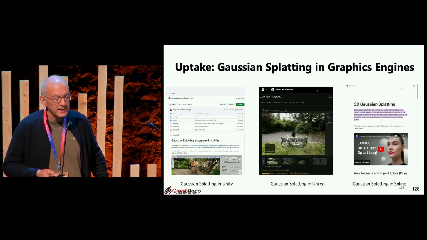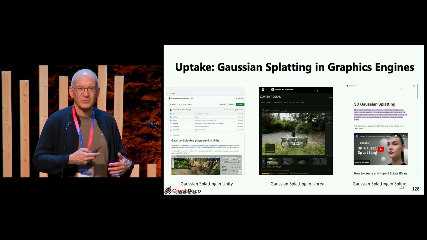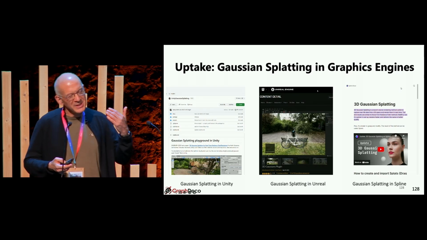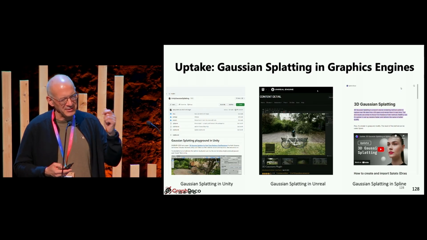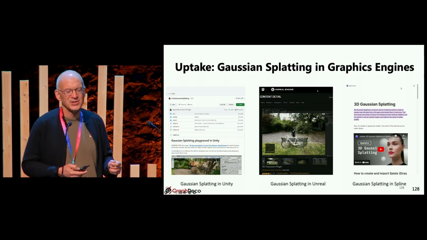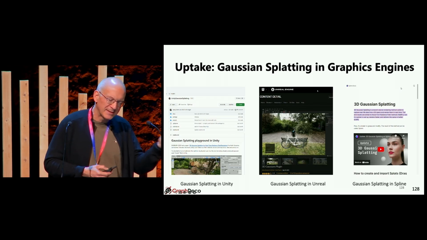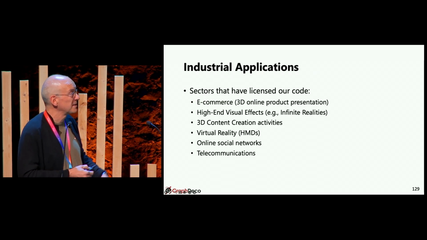So the uptake took us by surprise to a certain extent. When we submitted the paper, I said, this is it, it really works. But I could never imagine how popular it would become. So basically it's been implemented in all of the standard engines, and that very early along.